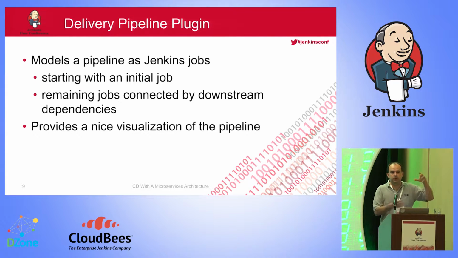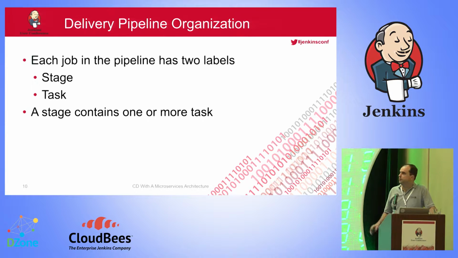So, for jobs that might appear unrelated, we can get a nice visualization of their relationships and their role in the pipeline. The delivery pipeline plugin organizes jobs with labels that you assign to each job. So you assign a stage label and a task label, where the stage acts as a container for one or more tasks.